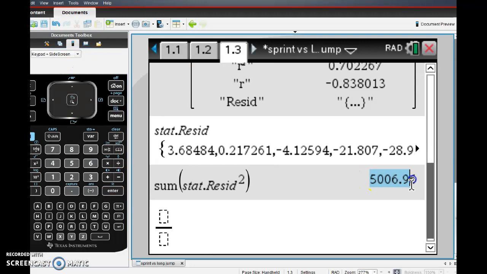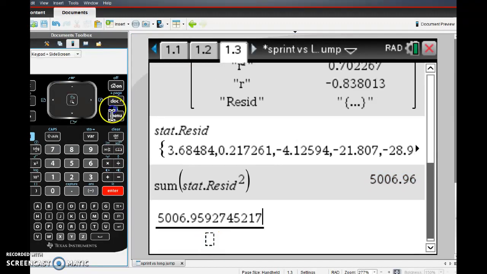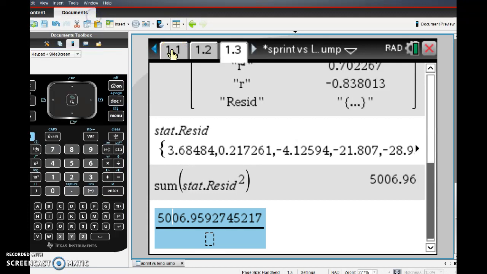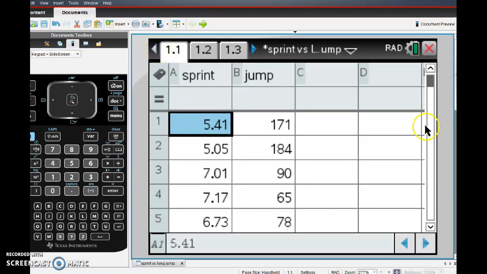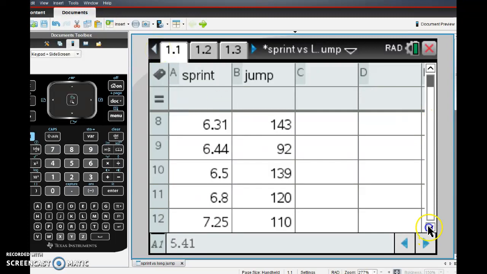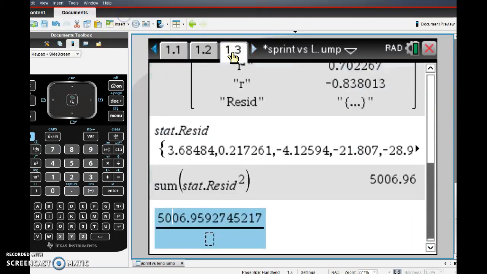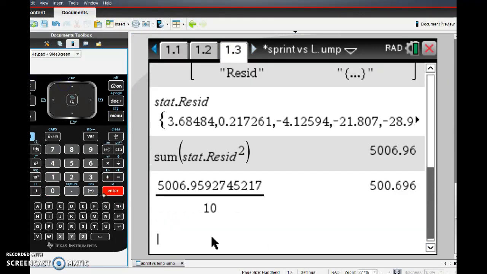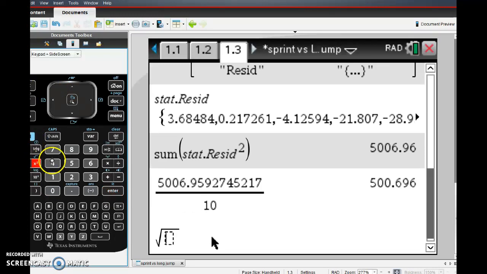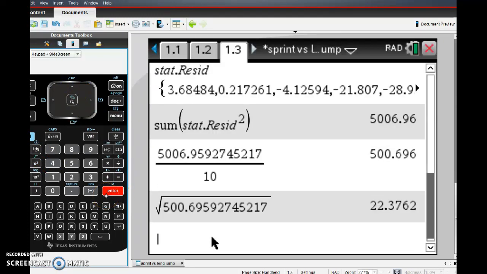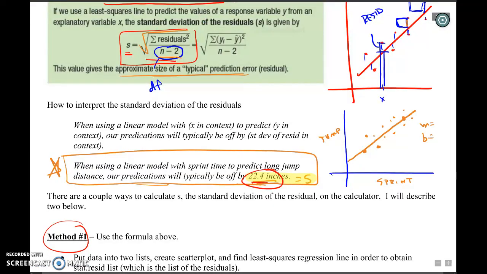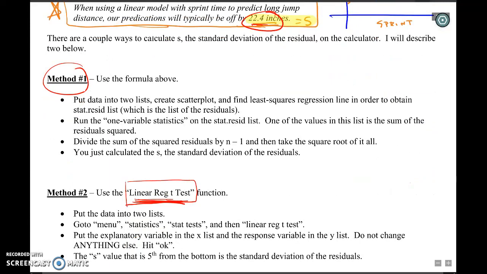Then I need to take that sum and divide by the degrees of freedom. We need to figure out how many data points, divide by n minus 2. I keep saying degrees of freedom, but it's the same thing. How many data points did we have? We had 12 data points. So 12 minus 2 is 10. Now that's in units squared, or in this case inches squared. Now I need to take the square root of that answer. If I take the square root, it gives me the 22.4. So that's doing it using the formula and calculating it by hand. As you can see, I think the calculator function is a little bit easier, which is why I favor it.